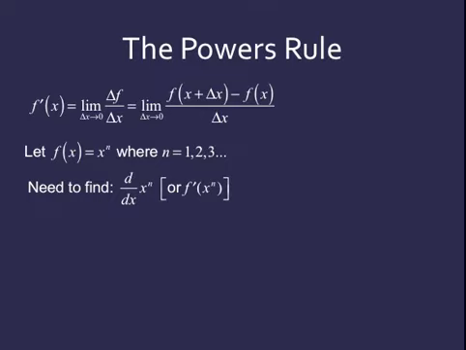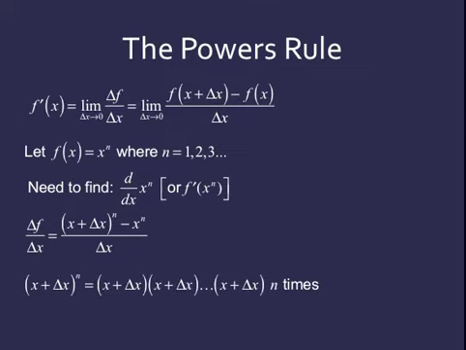Substituting in the equation above, delta f over delta x, our difference quotient, is equal to x plus delta x all to the power of n minus x to the n over delta x. Now x plus delta x to the n can be written out as follows. X plus delta x to the n is equal to x plus delta x, all multiplied by x plus delta x, all multiplied by x plus delta x, as many times as we have.